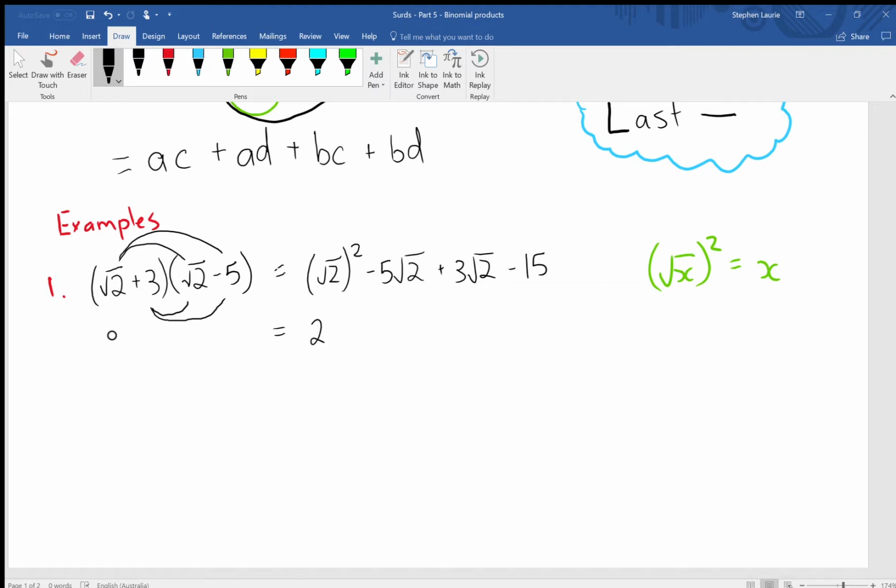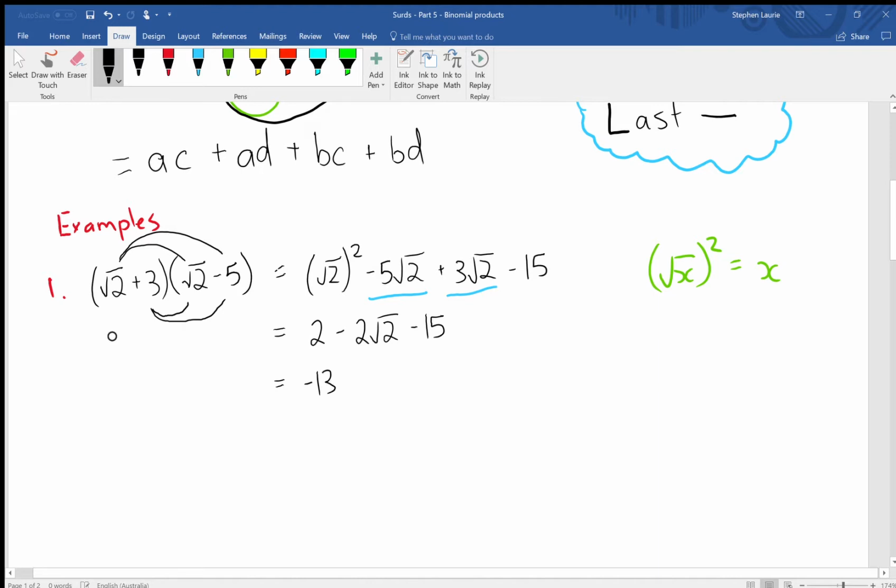And then we can also collect some like surds. We have like surd here and like surd here. Negative 5 plus 3 is negative 2. So we have negative 2 lots of root 2. And then we still have that minus 15 at the end. And tidying up once more, we can combine the 2 and the minus 15 to give us minus 13 minus 2 root 2. And there's our answer to example 1.